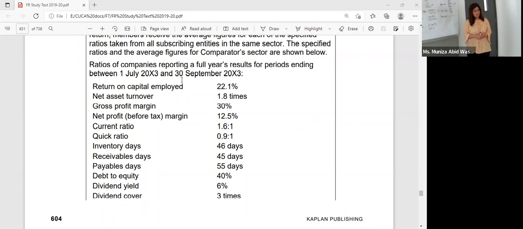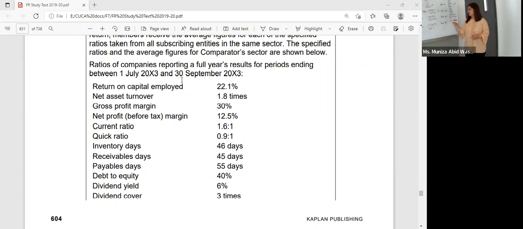Dividend per share divided by current share price. Okay, then we have dividend cover. Yes, what is the formula of dividend cover?